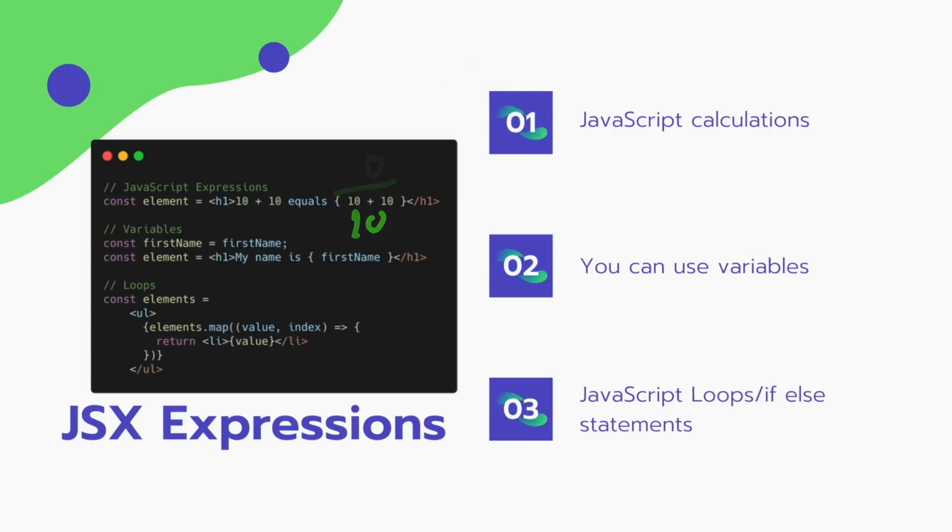Now, another thing is variable. So for example, here, you know how we have const element is equal to h1, my name is first name. Check this out. This first name is actually going to be put in here. So if my first name is equal to Naz, it will show Naz here, right? That's the really cool part, all right? Okay, let's go ahead and move on.